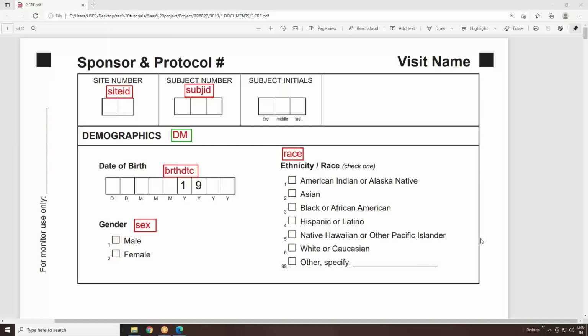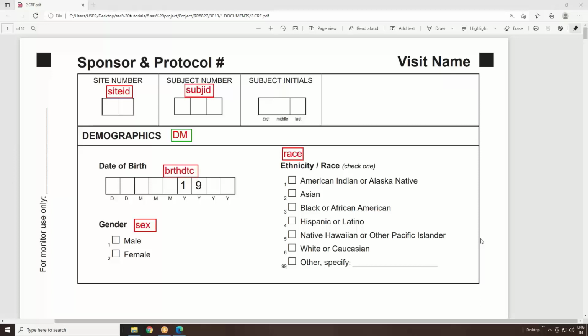CRF is a case report form. This is how we collect the information from the patients. It is like an A4 size paper, which is attached to, I can say, the nurses or maybe the investigator, whoever the doctor is, they'll carry this one.